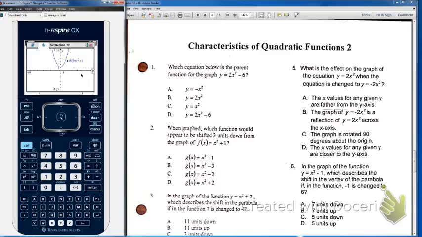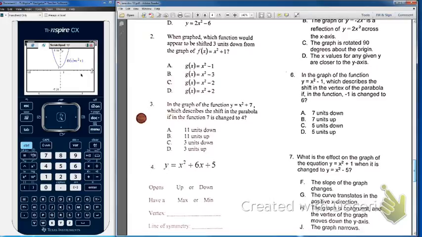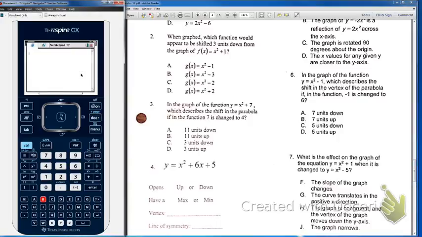All right, let's go to number 3. It says, in the graph of the function y equals x squared plus 7, which describes the shift in the parabola if the 7 is changed to a 4. So let's clear out our calculator. Start with a new graph. Let's graph the equation in the problem. X squared plus 7. Okay, and that's way up there, right? You can barely see the corner of it.